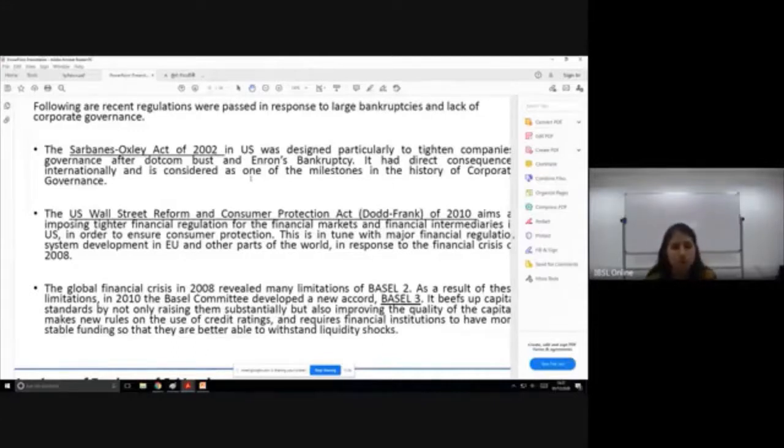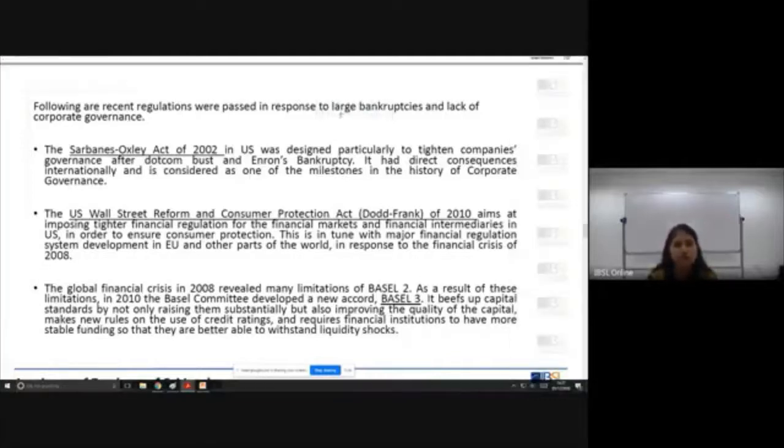Next, what we saw was the US Wall Street Reform and Consumer Protection Act that came in 2010 after the global financial crisis. Simply, they call it the Dodd-Frank Act. There they looked at tighter regulations for financial markets and the intermediaries, so the consumer is protected, so the investor is protected.